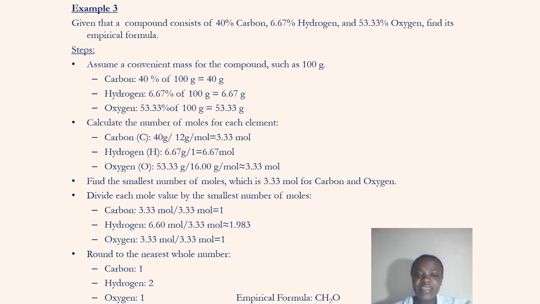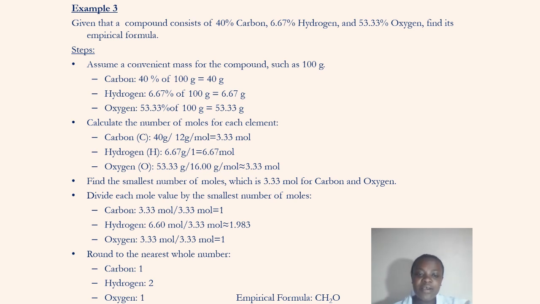But we said these ratios must be whole numbers. So this 1.983 we have to convert to a whole number. How do we convert this to a whole number? By rounding off. It is close to the whole number, it is close to 2. So instead of multiplying, we can only round off to get 2 here. That is why we are saying hydrogen has a ratio of 2.